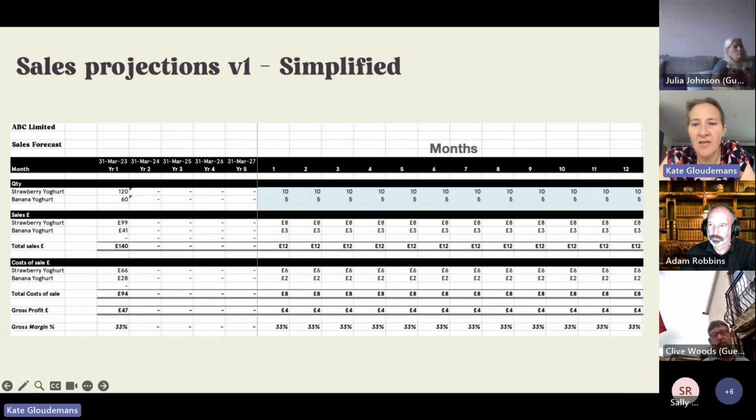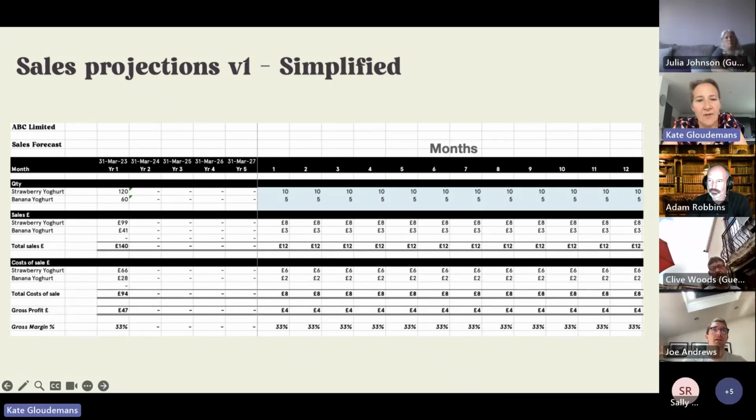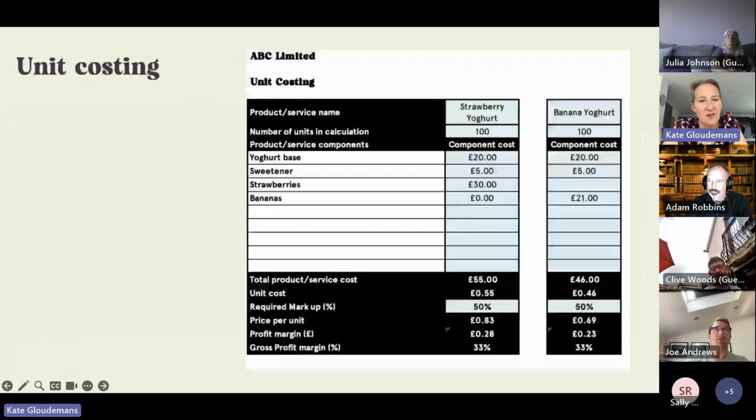Okay, so as you can see here, it gives us our gross margin, which is consistent. And this is all linked through to that unit costing sheet that I shared with you before. So here we've got our strawberry yogurt. When we're making it to 100 components, and we've got the individual items that we use to work out what the cost is. We've said we want 50% markup, so that's given us our price.